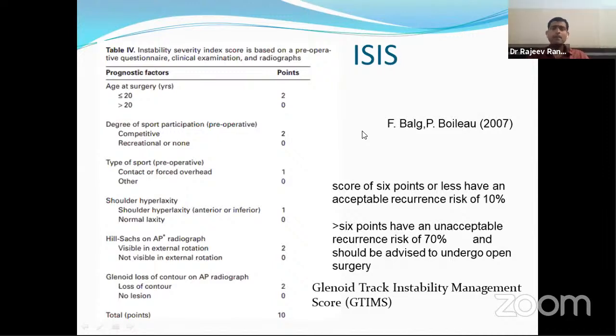mainly bony surgeries. Another recently introduced scoring system is the glenoid tract instability management system, GTIMS. It's the modification of this ISIS, it just includes the concept of this off-track and on-track lesions of the humeral head and the glenoid. By using this scoring system, the threshold for doing bony procedures has increased. In other terms, the success rate of post-operative outcome of the arthroscopic Bankart surgeries has improved.